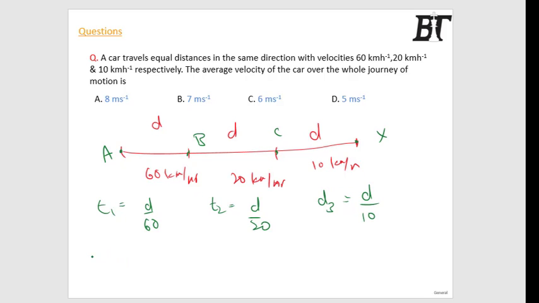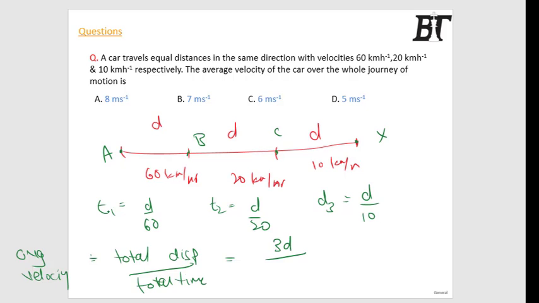Now, as per the definition of average speed is total distance, or in fact they are asking average velocity. So now we will calculate average velocity as total displacement upon total time. Total displacement in this case, as you can see, is 3D, whereas total time is t1 plus t2 plus t3. That is d by 60 plus d by 20 plus d by 10. Everyone should be able to do this calculation by taking the denominator. I'll just directly write the final answer.